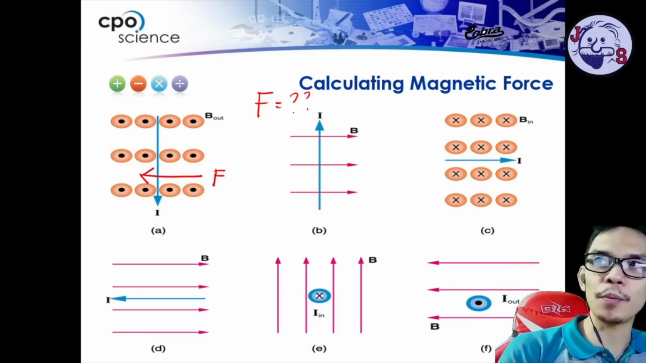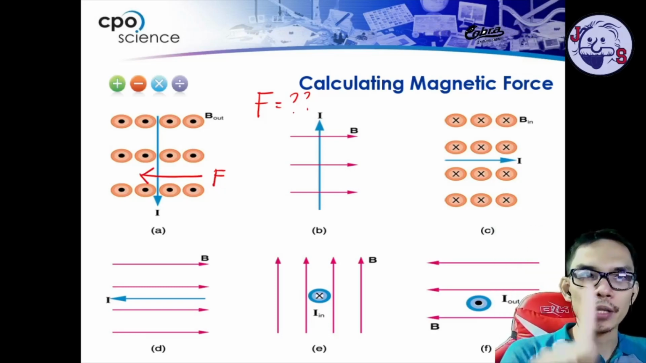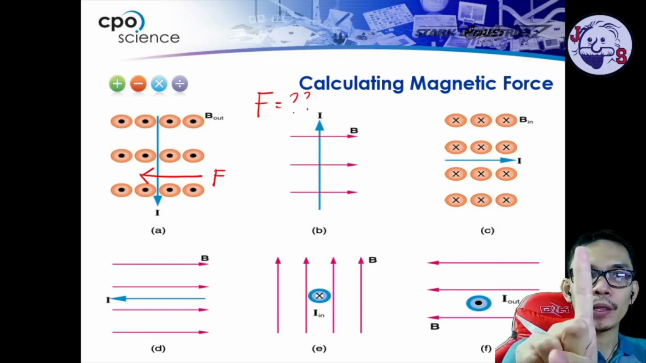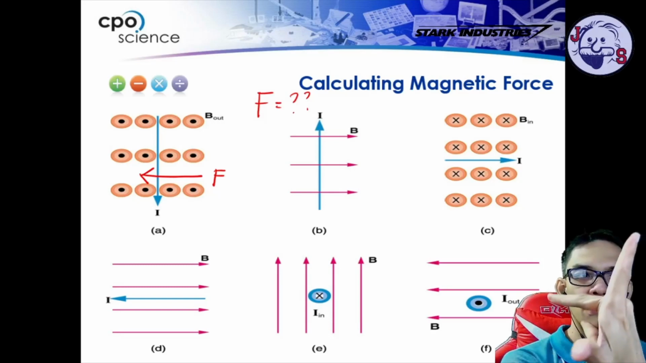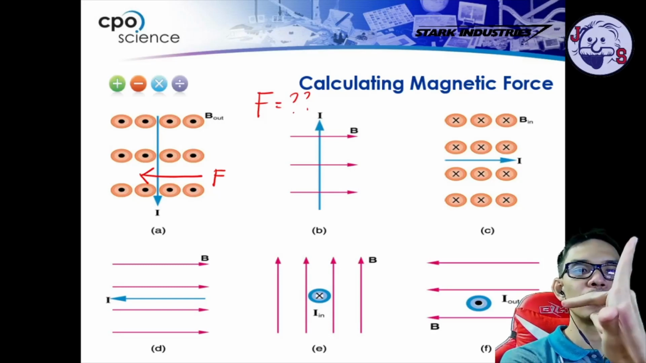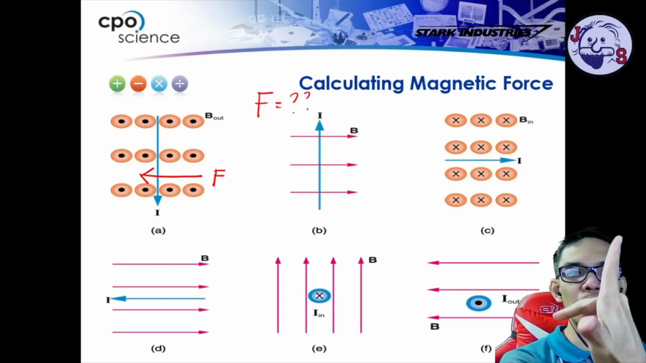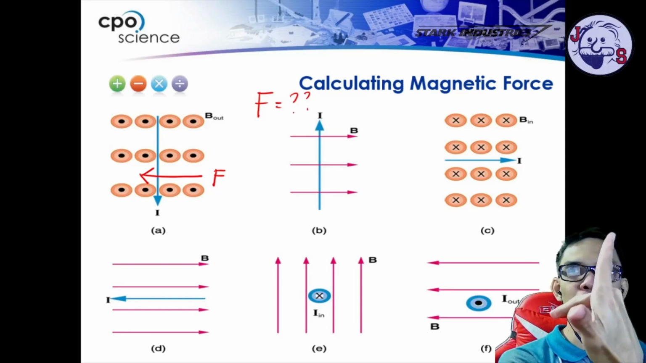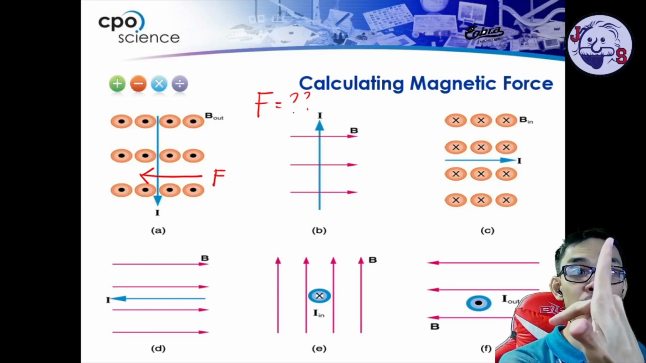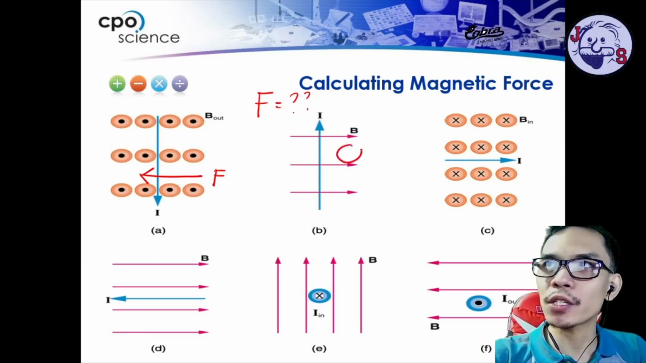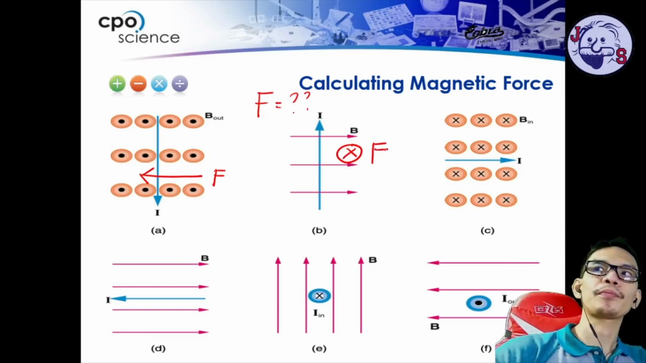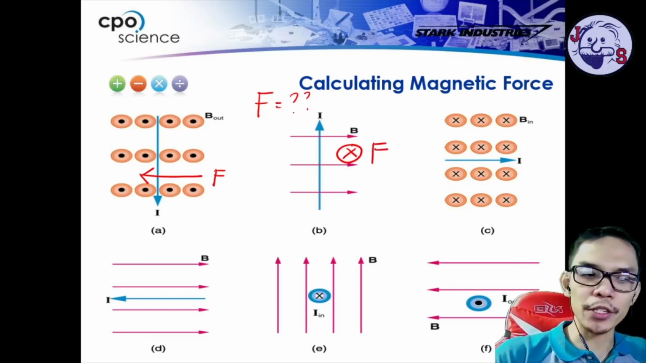All right, next, letter B. The current is going up, then the magnetic field is going in this direction, to the right. Therefore, the magnetic force is going towards the screen. So that is the force.